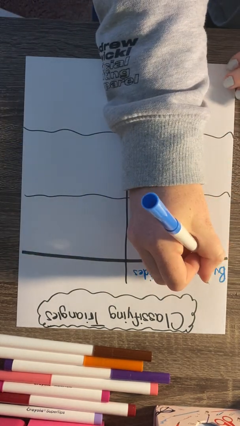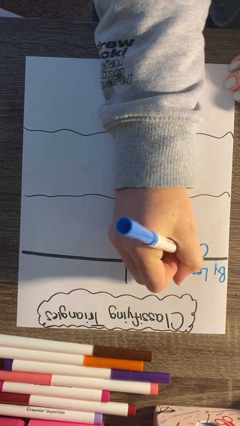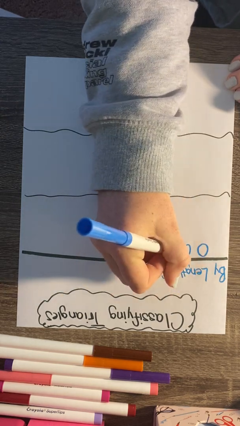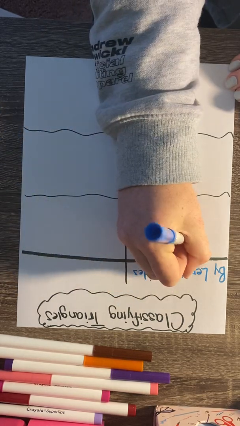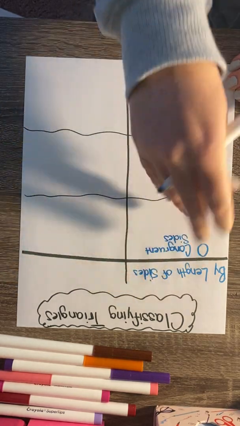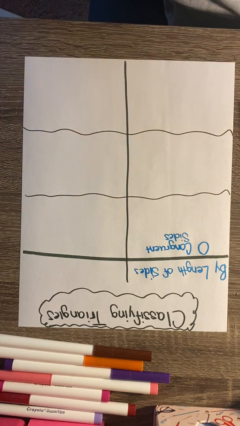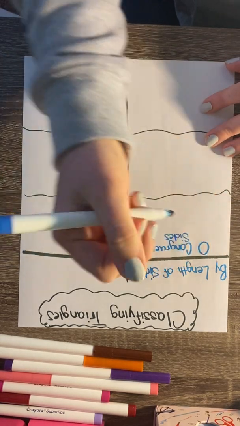So the first one we're going to talk about is when it has zero congruent sides. Now, congruent means that the sides are the same length. So for this one, that means the triangle that we're about to draw has no sides that are the same length. They're all different lengths.